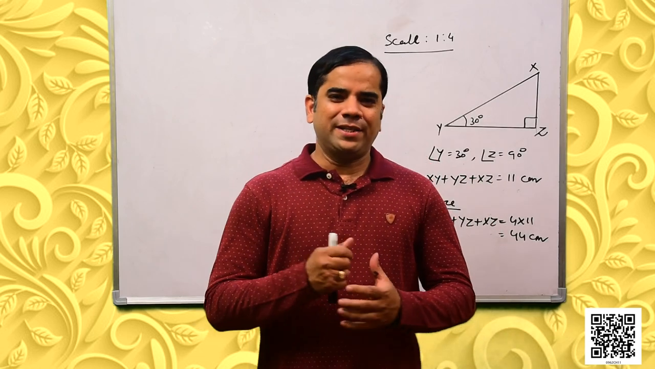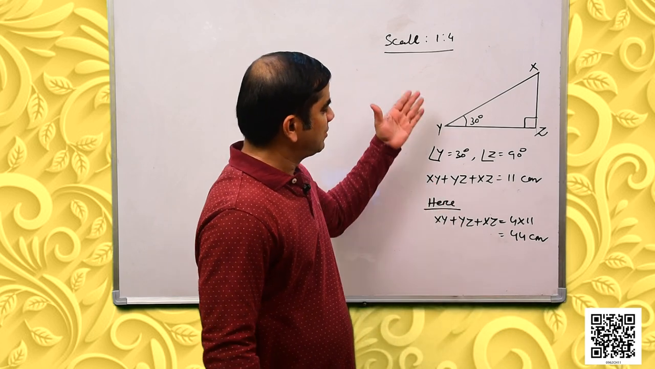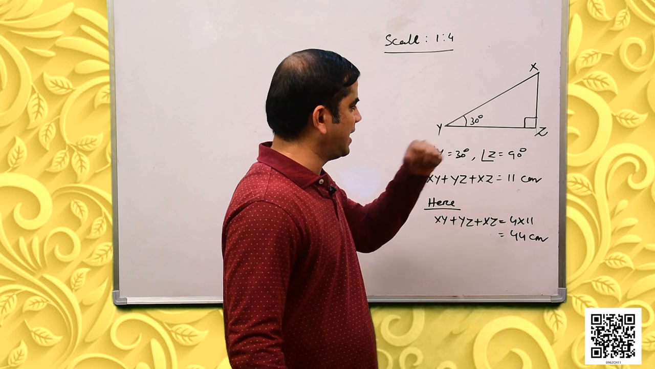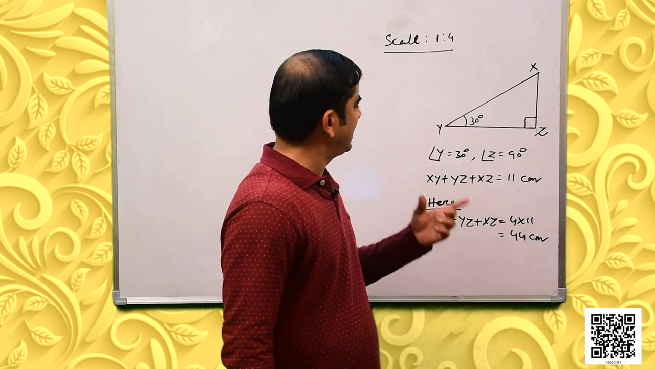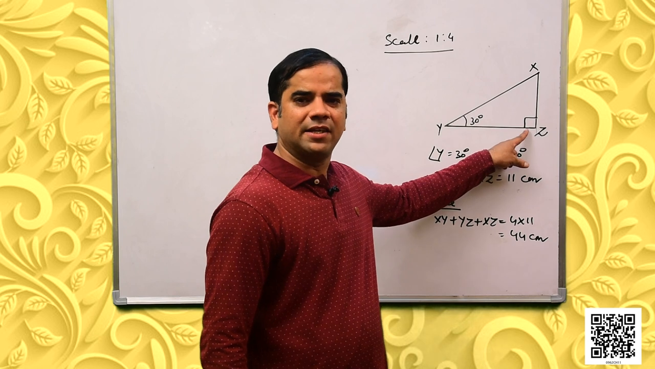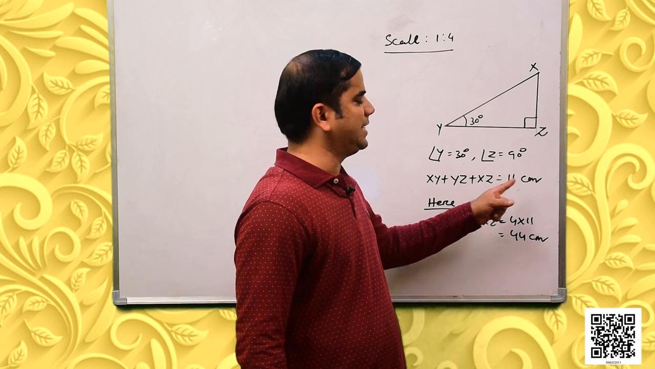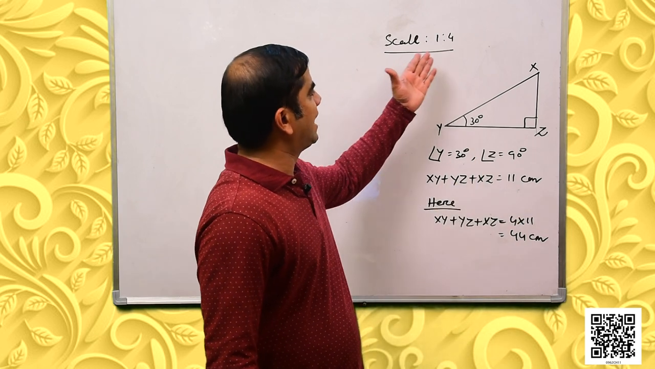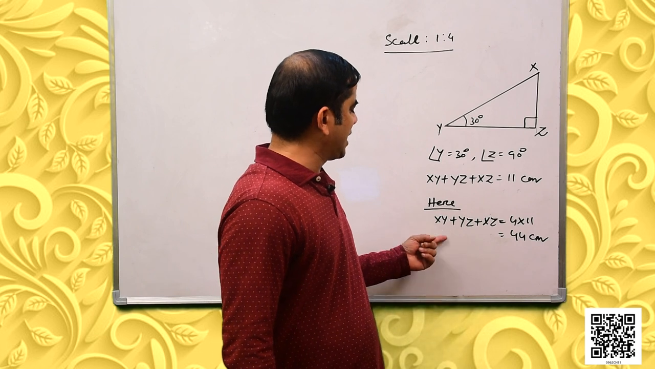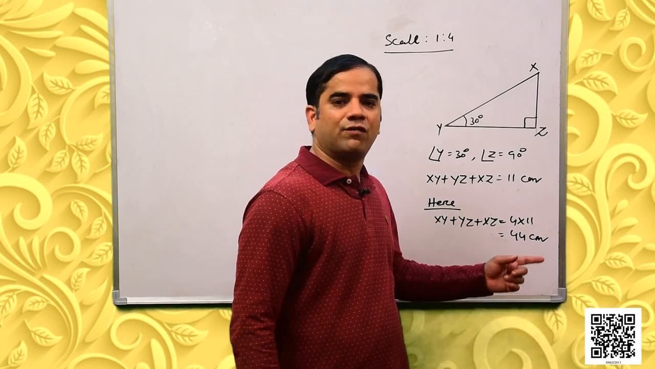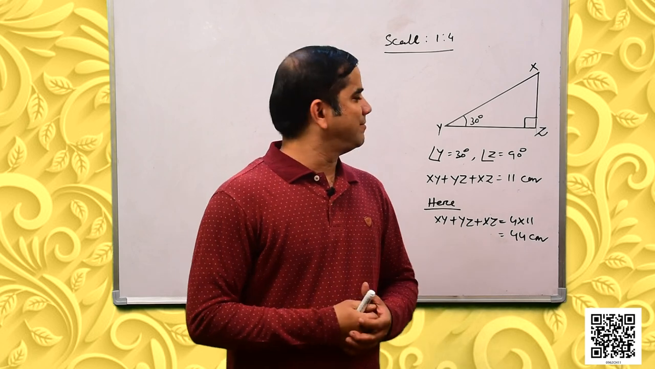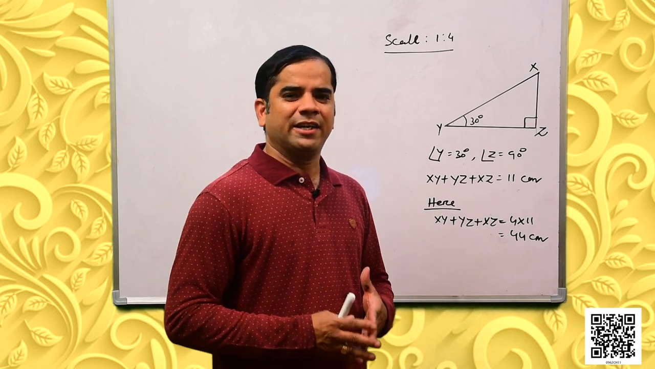So, let me draw a rough diagram for this construction and then we will go for the steps of construction. Students, as you can see, I have drawn a rough diagram of triangle XYZ as per the given data. It says angle Y is equal to 30 degree and angle Z is equal to 90 degree and XY plus YZ plus XZ is equal to 11 centimeter. I am taking scale as 1:4, so in my case XY plus YZ plus XZ is 44 centimeter. Students, let us now discuss the steps to construct this triangle.